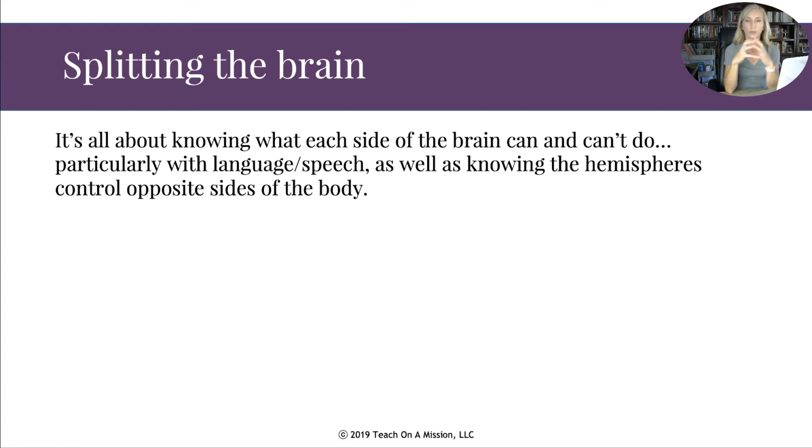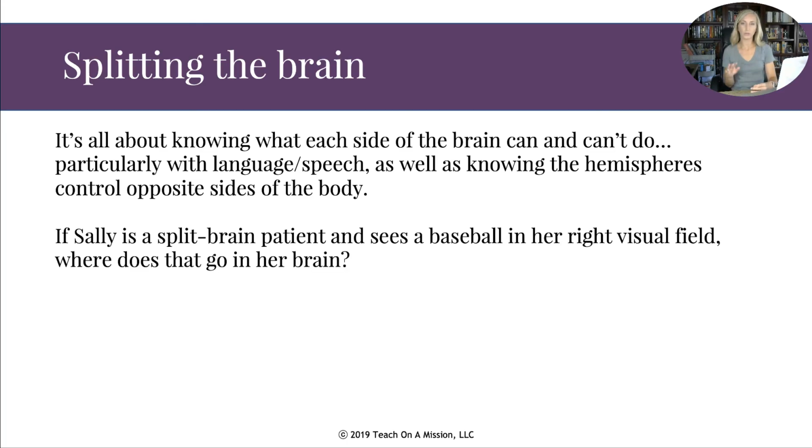Here's the thing. It's really complicated to understand split brain patients. But here's what College Board and what you need to understand about split brain. It's all about knowing what each hemisphere, what each side of the brain, can and can't do, particularly with language and speech, because that's a huge difference. But it's also about knowing the hemispheres control the opposite sides of the body. So 2 big understandings: what each hemisphere can and can't do, and the fact that they control the opposite sides of the body. So let's look at an example.